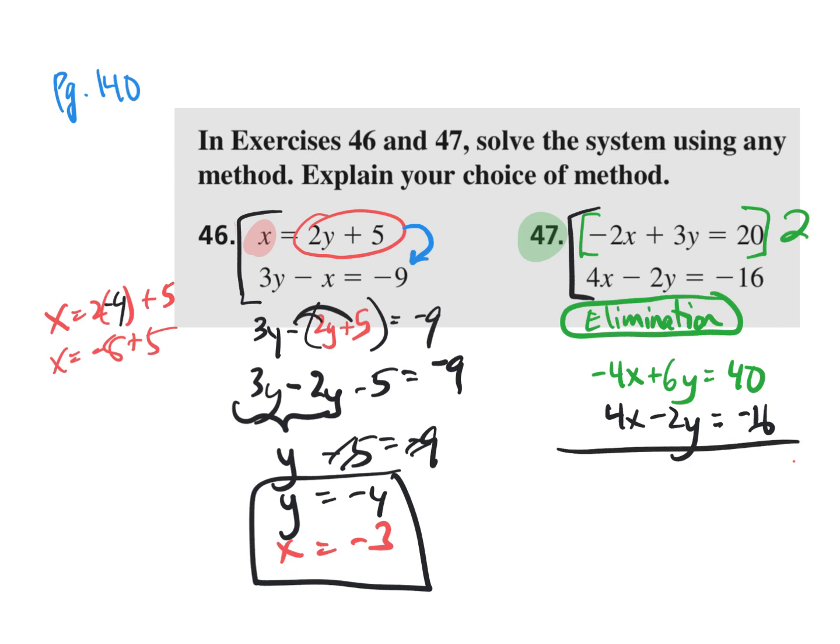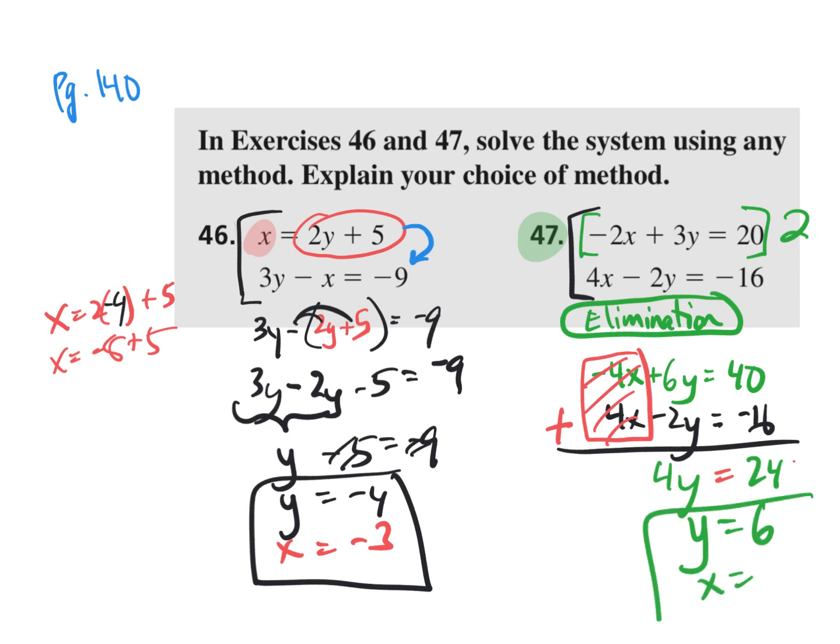And now, the elimination step. When we add these equations, on the left side, negative 4x plus 4x is 0, and the x has been eliminated. The 6y and the negative 2y is 4y, and 40 minus 16 is 24. Now when we divide both sides by 4, y is equal to 6, but we still do need to know what x is. So to find x, we will take 6, substitute it in y's place in any of these equations.